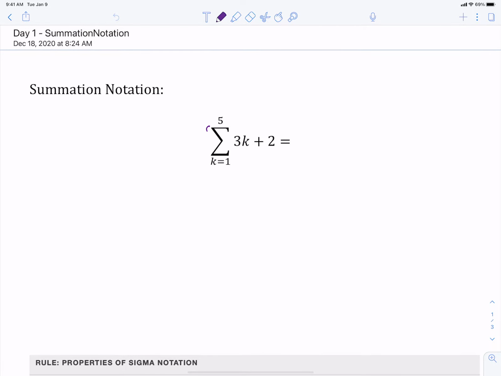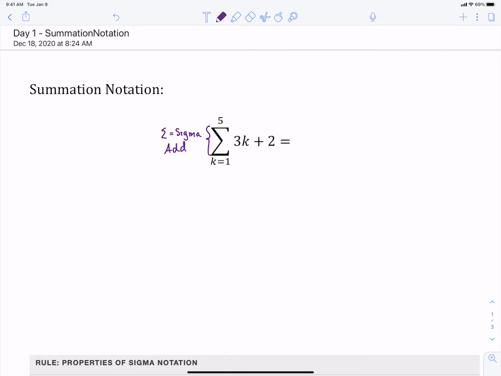First off, this big E looking thing is a sigma. It's a Greek letter, a capital S. And knowing that it's a capital S and that we're calling it summation notation, this is telling us to add. So sigma means for us to sum, so we're going to add.